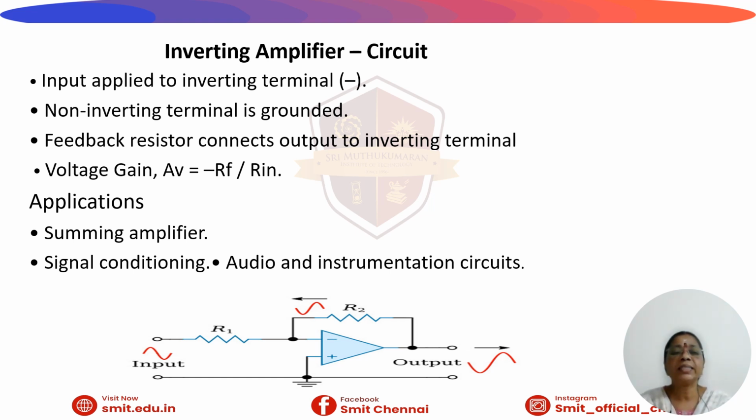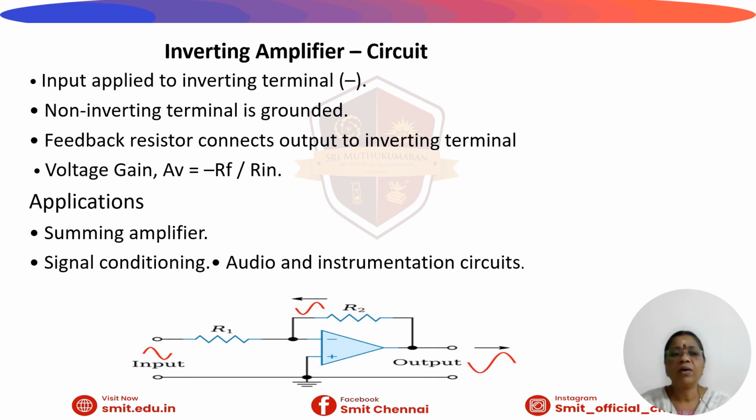The feedback resistor connects the output to the inverting terminal. The voltage gain is given as minus Rf by Rin. It is calculated by considering the ideal characteristics of the op-amp. The ideal characteristics are that the current entering into the input terminal is 0 and the voltage difference between the input terminals, inverting and non-inverting, is considered to be 0.